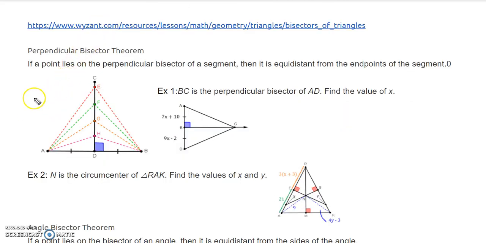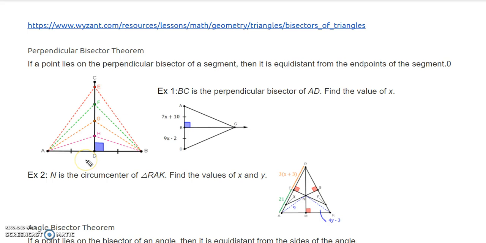Okay, so there's some other things that we need to learn about our perpendicular bisector, and that's the perpendicular bisector theorem. If a point lies on the perpendicular bisector of a segment, so say the green point, point F, then it is equidistant from the endpoints of the segment. Okay, so that means FB is the same distance as FA. They are equidistant. So if I go to point H, HB is going to be the same as HA, and so on with E and G.